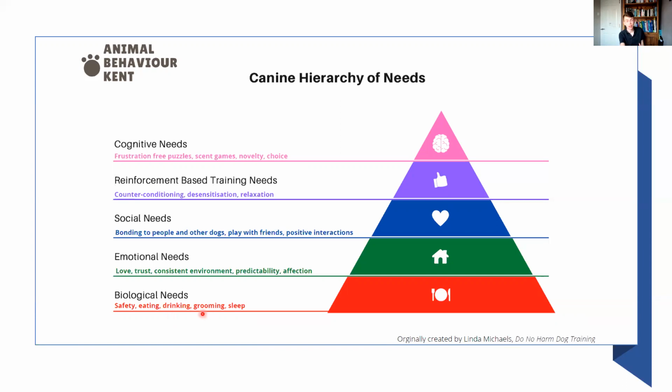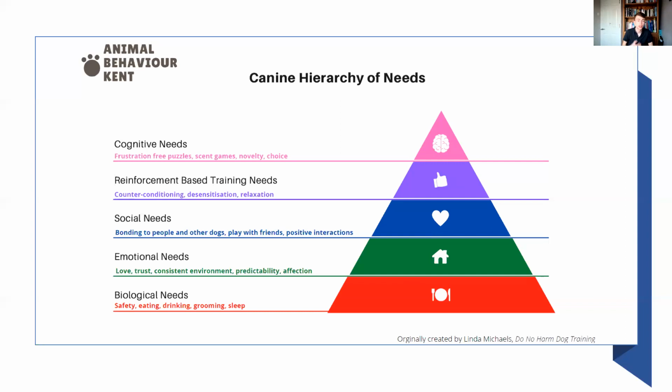Also grooming, because if they're not groomed, they're potentially going to feel uncomfortable, particularly long-haired dogs, not such an issue with short-haired dogs. And also sleep. Sleep is really, really key for managing some of those chemicals in the body, like serotonin, like cortisol, in terms of helping to promote good serotonin levels and helping for the body to reduce its cortisol levels. And then it moves on to emotional needs.